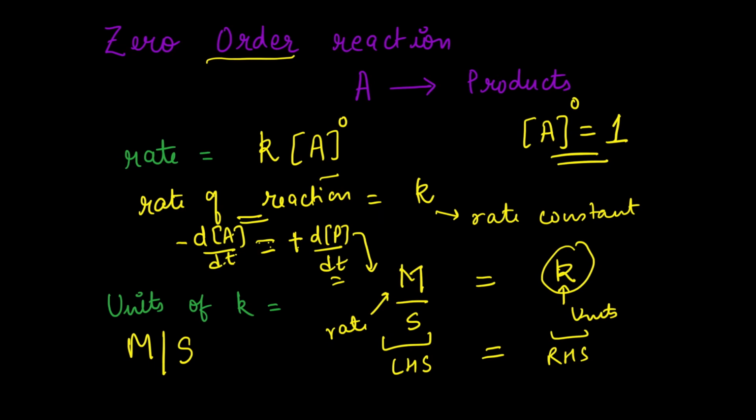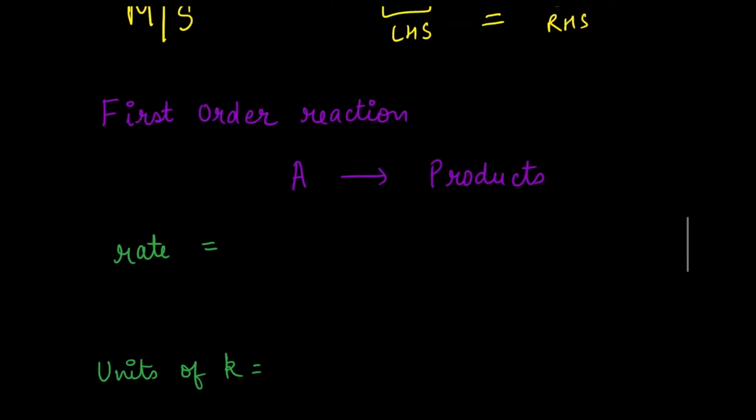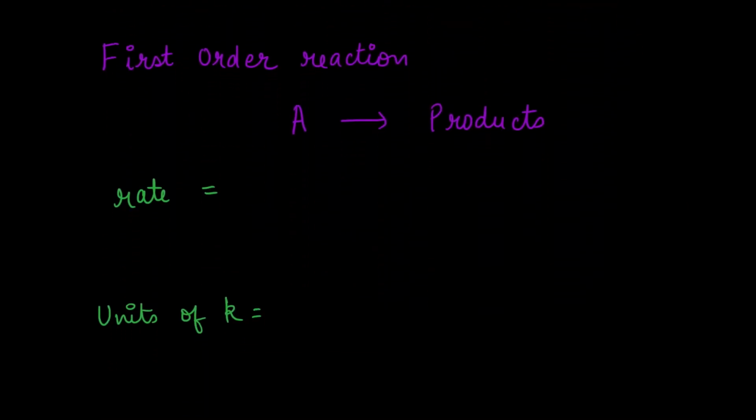Let's now learn about first order reaction. So again, we are using this reaction. Again, you have a reactant A changing to products. So therefore, now the concentration of A, what is the order with respect to A? It's 1 because it's a first order reaction, times the rate constant K.